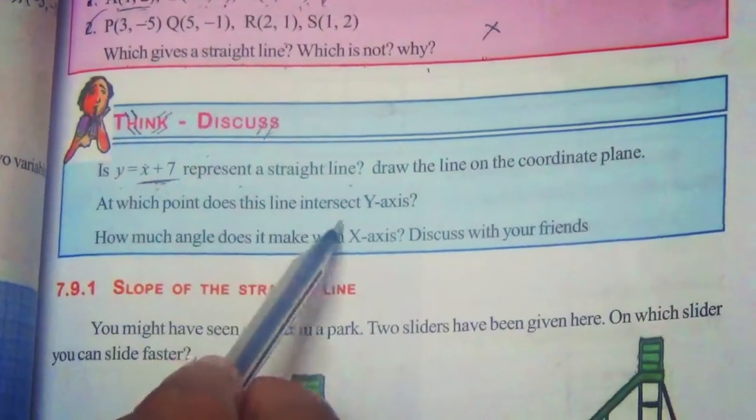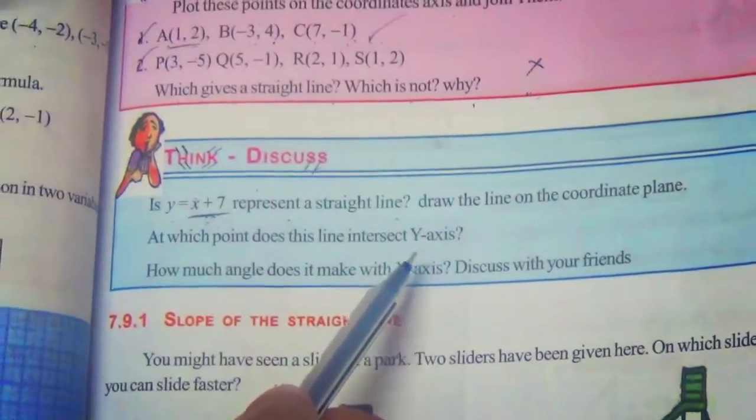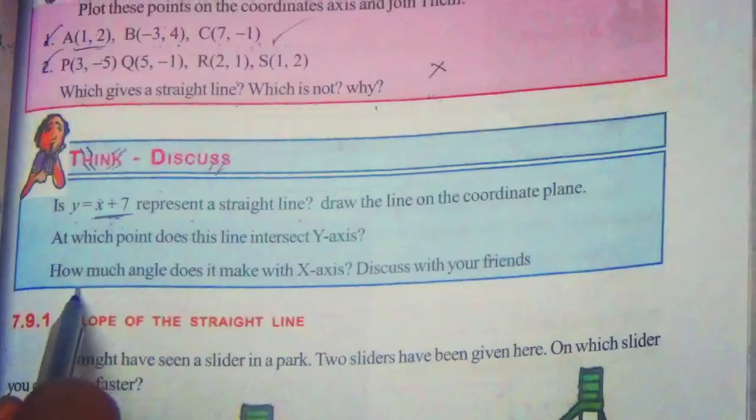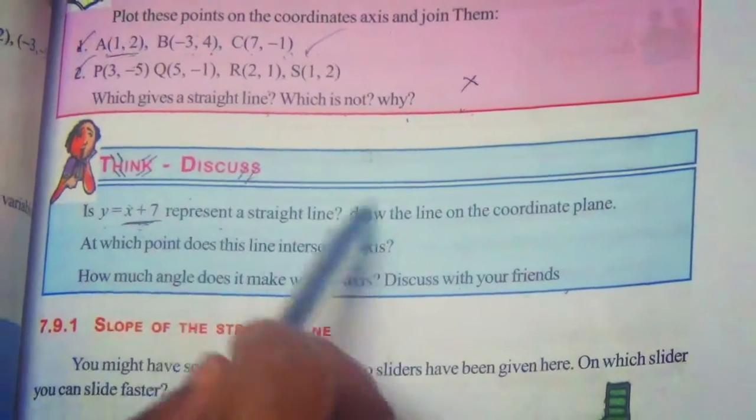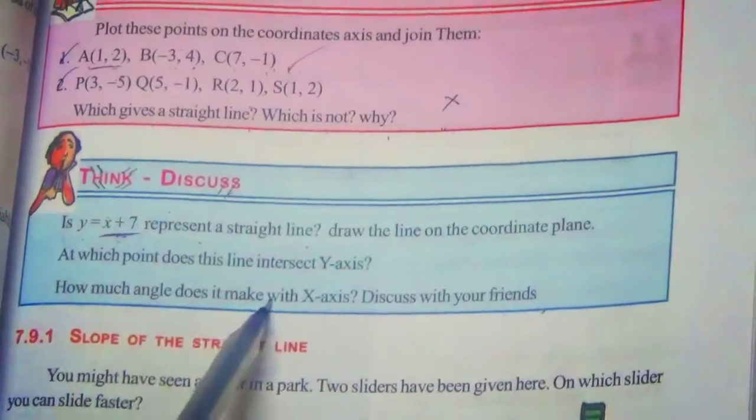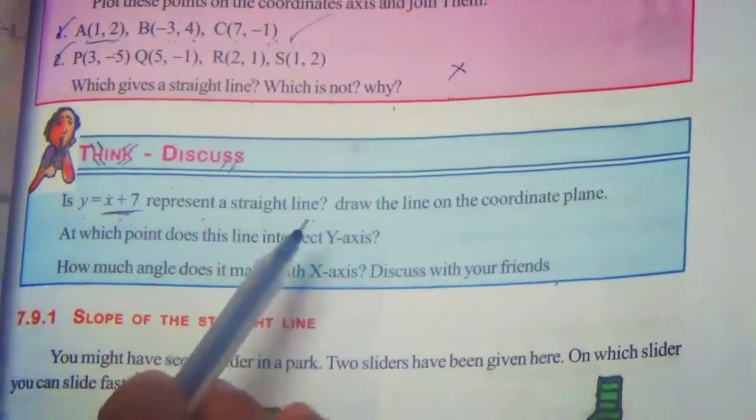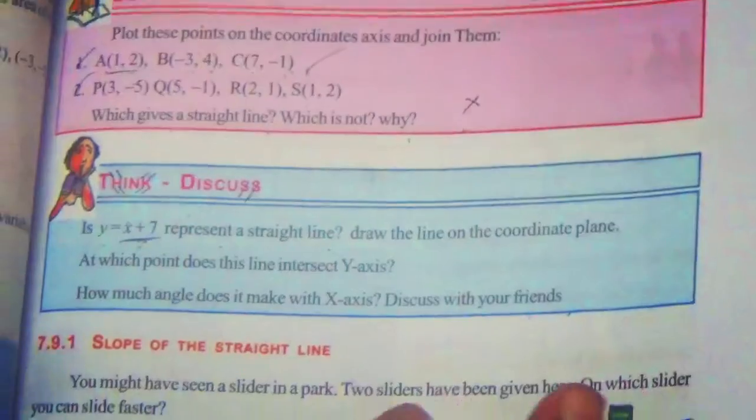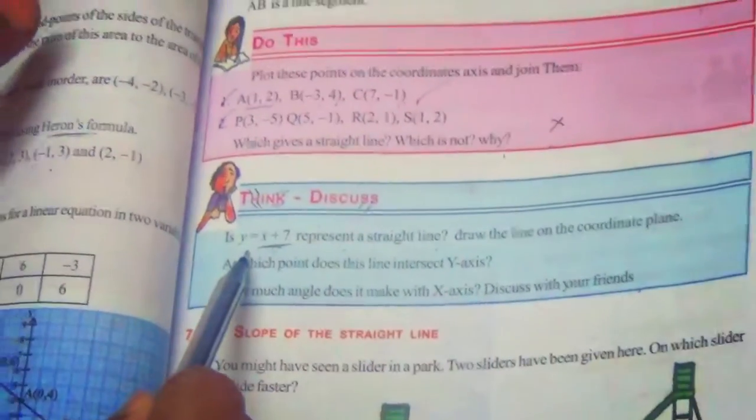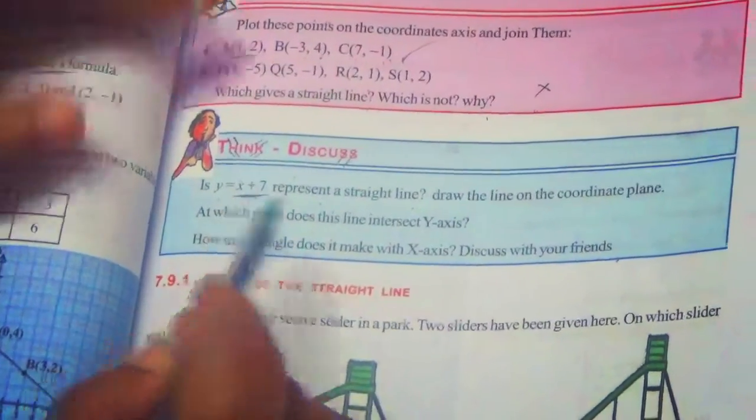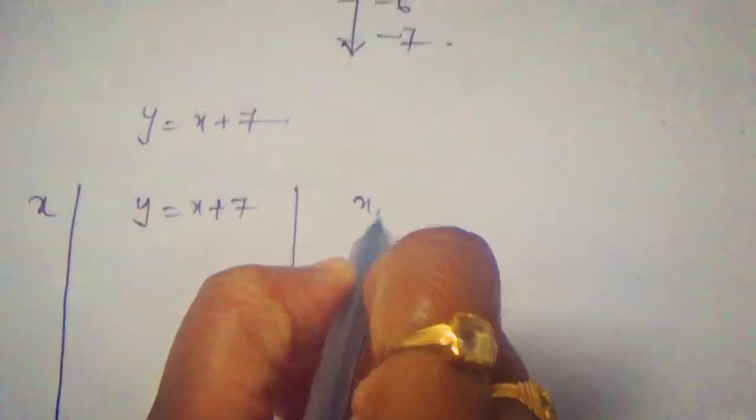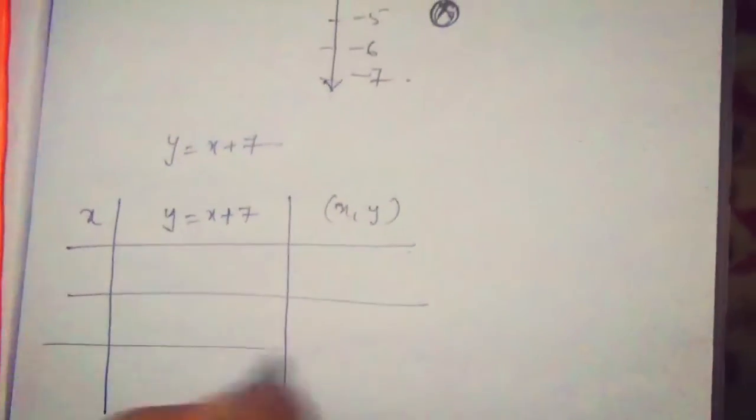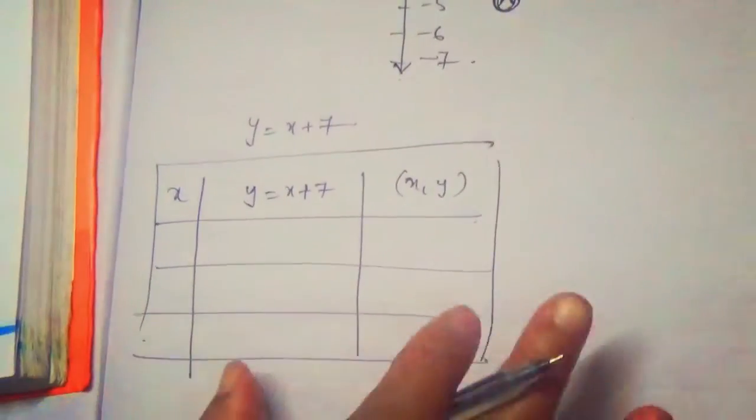Okay. At which point does the line intersect the y-axis? How much angle does it make with the x-axis? Discuss with your friends. It is an activity you do with your friends. First take the graph, make the x-axis and y-axis and the scale, take this linear equation, y is equal to x plus 7, and make a table of x comma y. Make the table and form a straight line.